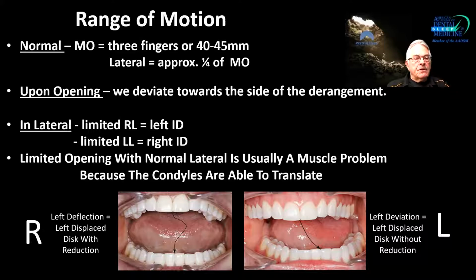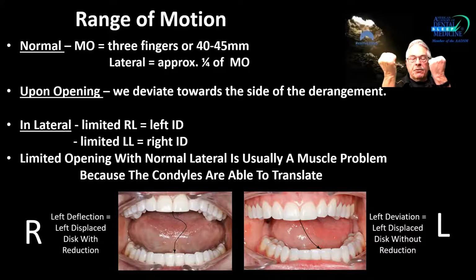So keep in mind, like I've already said, upon opening, we deviate towards the side of the derangement. So in lateral, if we are limited in right lateral, that is left internal derangement. If we're limited in left lateral, that is right internal derangement. So let's take a look at that a moment here.